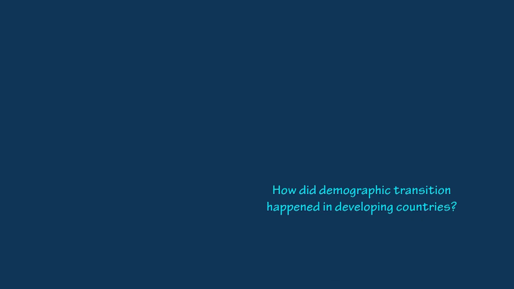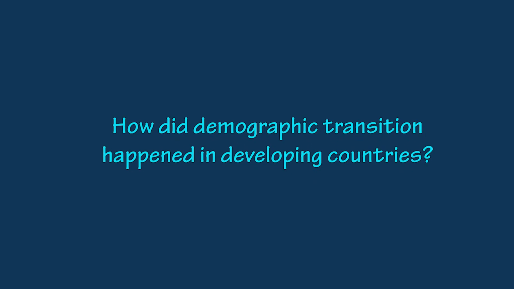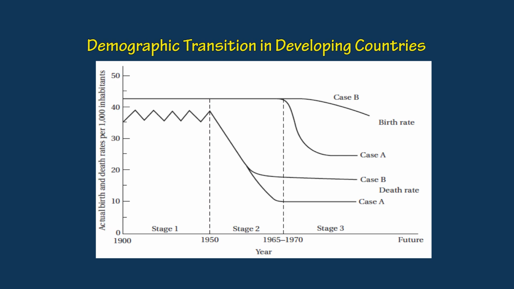We have so far discussed the situation of demographic transition for developed countries, taking the case of Western Europe. Now the next question is how demographic transition happened in developing countries. With this question regarding demographic transition in developing countries, let us consider this diagram for developing countries. Now, let us have a closer look here.